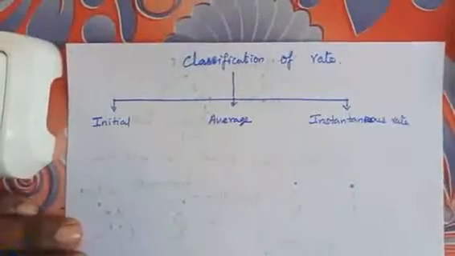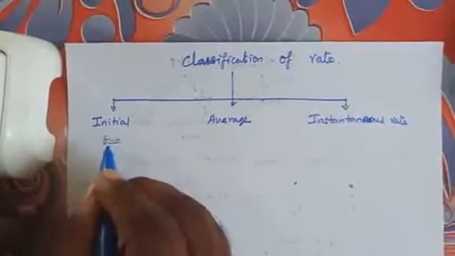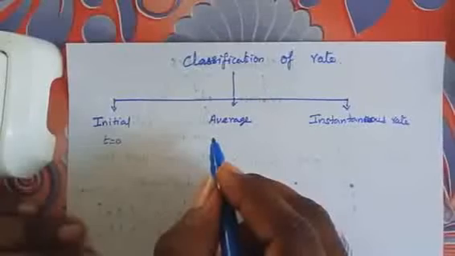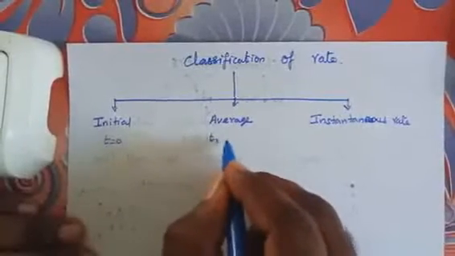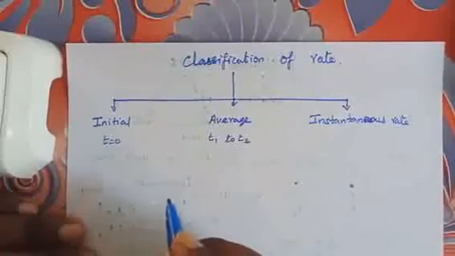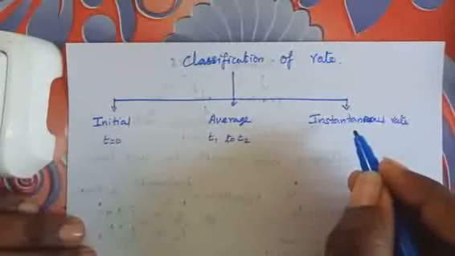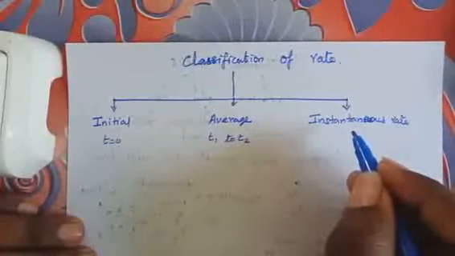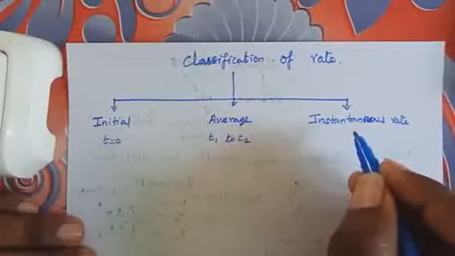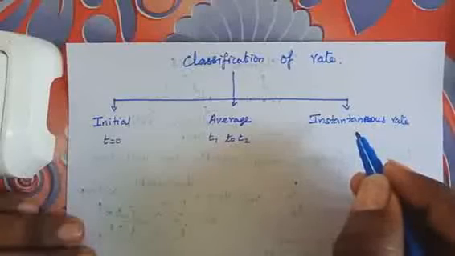Initial rate: a rate measured at the beginning of the reaction, at time t equal to 0, is called initial rate. Average rate: the rate measured in between any two points like t1 to t2, and it is not an instant. Next, instantaneous rate: the rate measured at a particular time is called instantaneous rate. That means the rate measurement is possible at the point of instant.